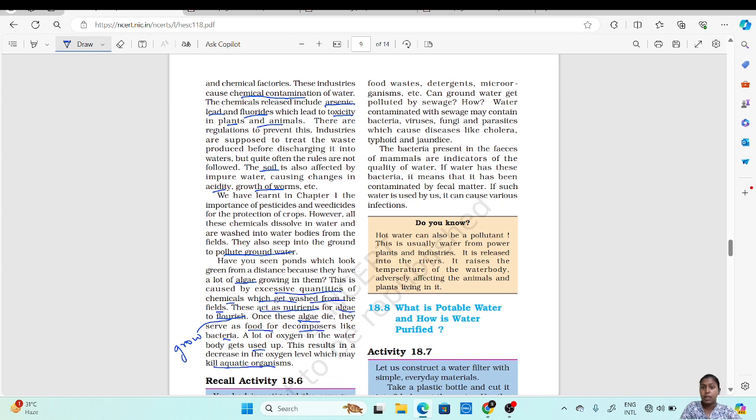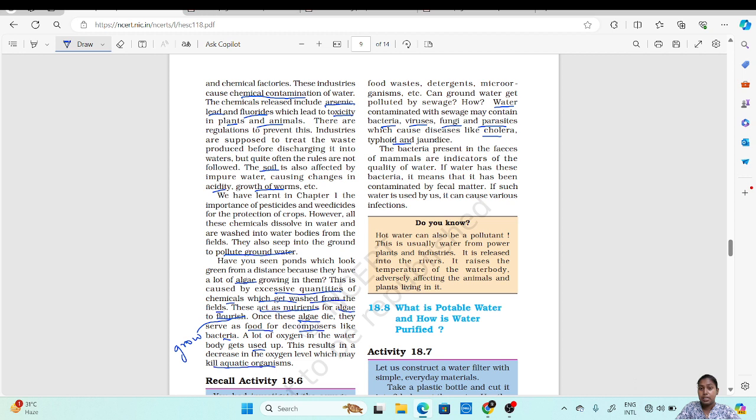So, the sewage water may contain bacteria, viruses, fungi, and parasites because they have food materials, right? Food waste, which acts as a nutrient for all these bacteria, viruses, fungi to grow. And once they grow, they can cause cholera, typhoid, and jaundice.